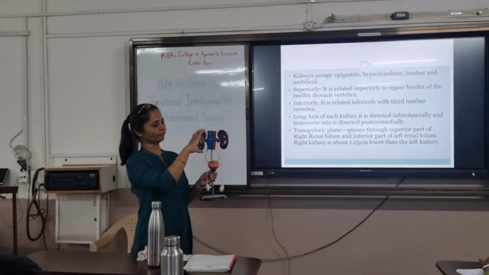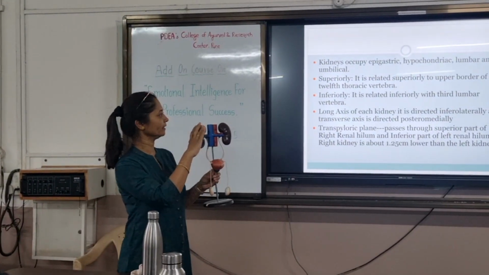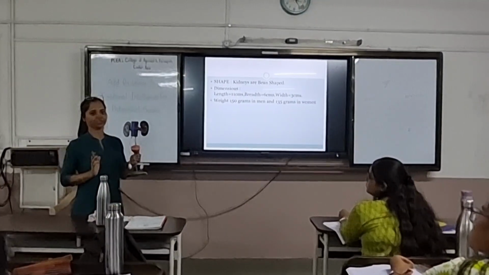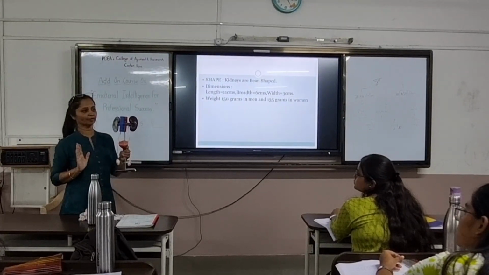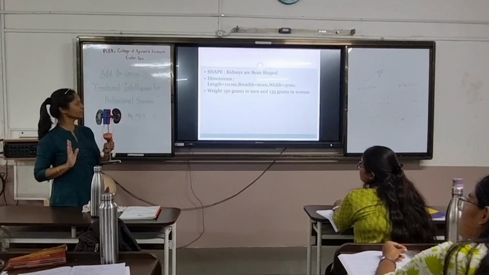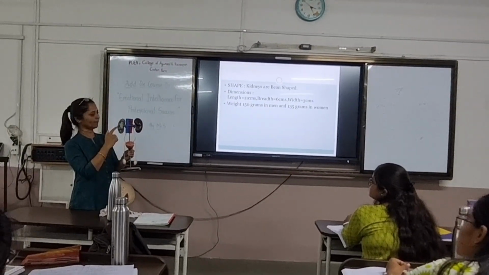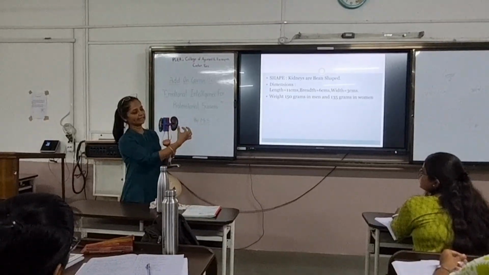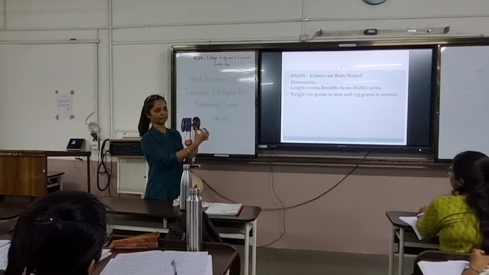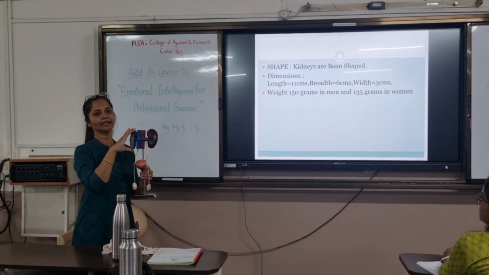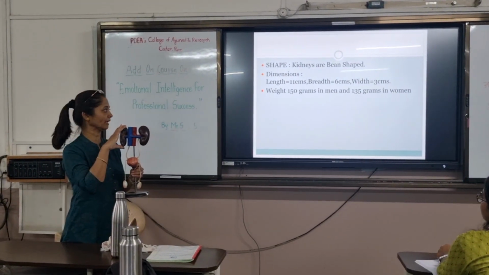Now the height or length of the kidney you will see. The dimensions or the external features: the shape is kidney or bean shape. Its length is 11 cm, then the breadth is 6 cm, and the thickness is 3 cm. The weight of the kidney, in males it is 150 grams, in females it is 135 grams.